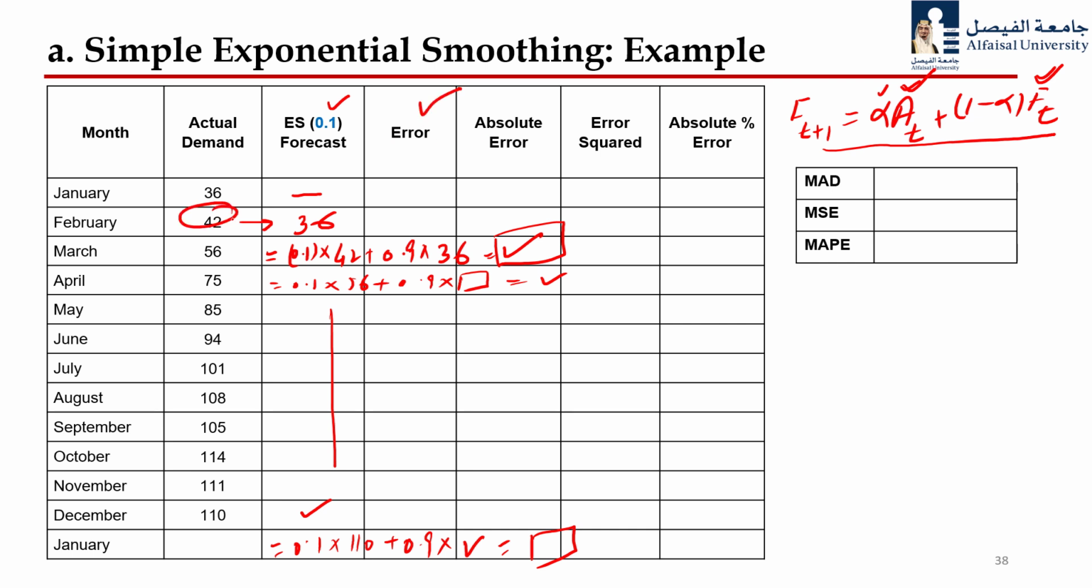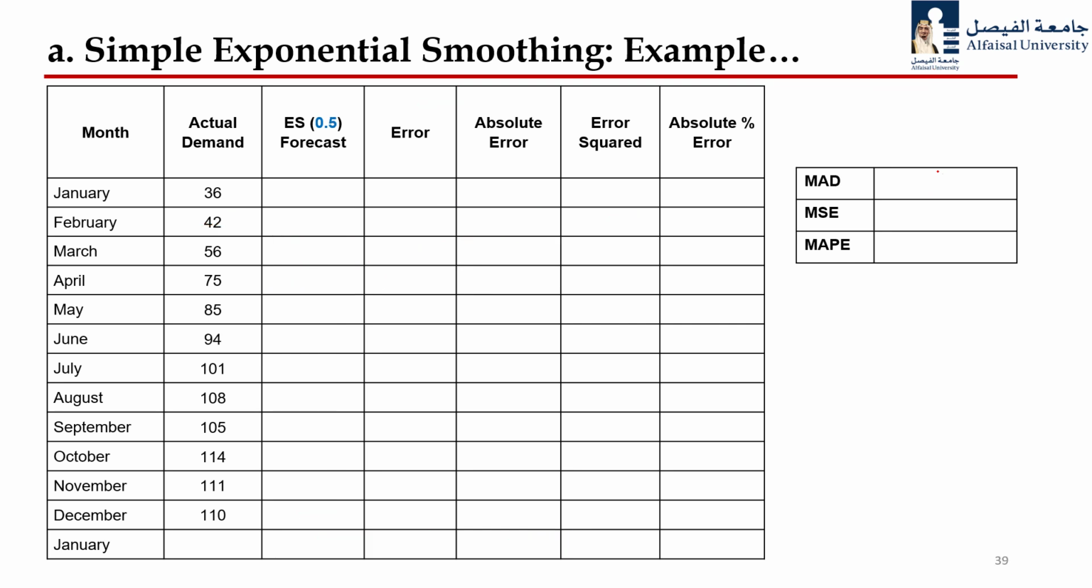You already know how to find the error: that is the actual demand minus the forecasted value. You already know how to calculate the absolute error, error square, and absolute percentage error. We have already discussed this in our previous lectures. You can try when alpha is equal to 0.5. So I am going to apply alpha equal to 0.1 and alpha equal to 0.5.